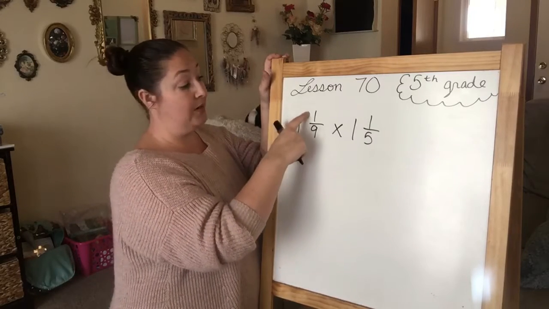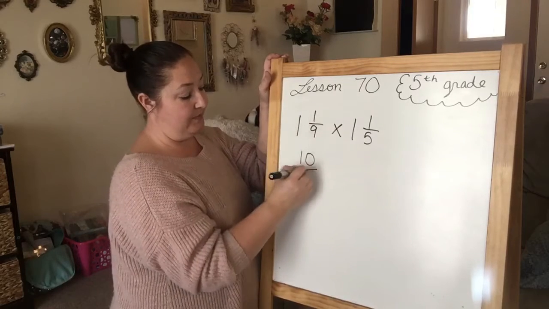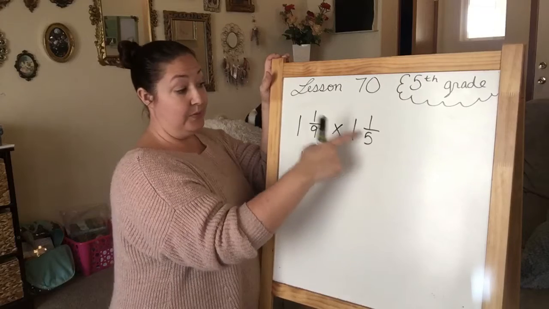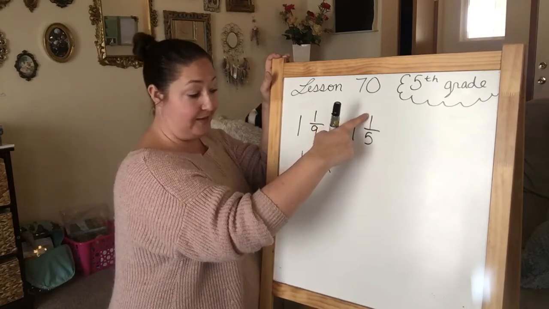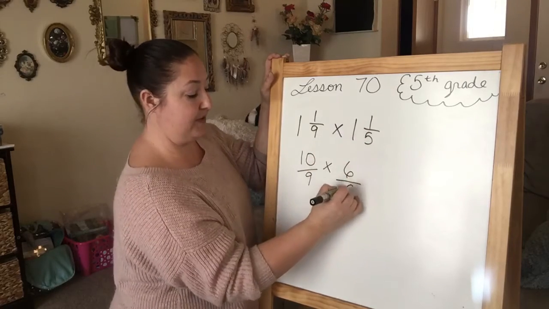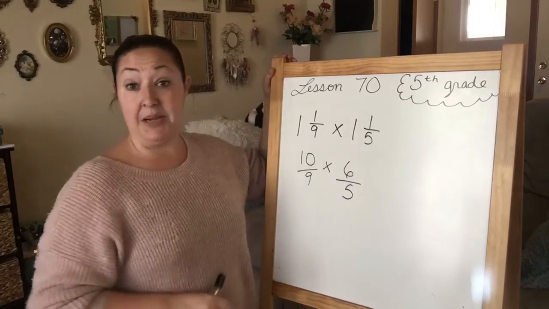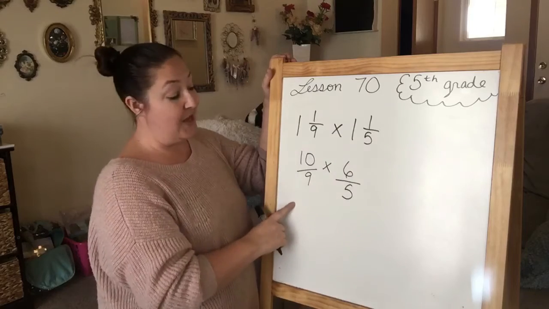9 plus 1 is 10. So we have 10, keep the denominator, 9ths. Then 5 times 1 is 5, and 5 plus 1 is 6. So we have 6, and then we keep the denominator, 5ths. Now we can do it. Oh, see, now I don't see any same numbers over here. I don't see a 5 and a 5, or a 10 and a 10, or a 6 and a 6.